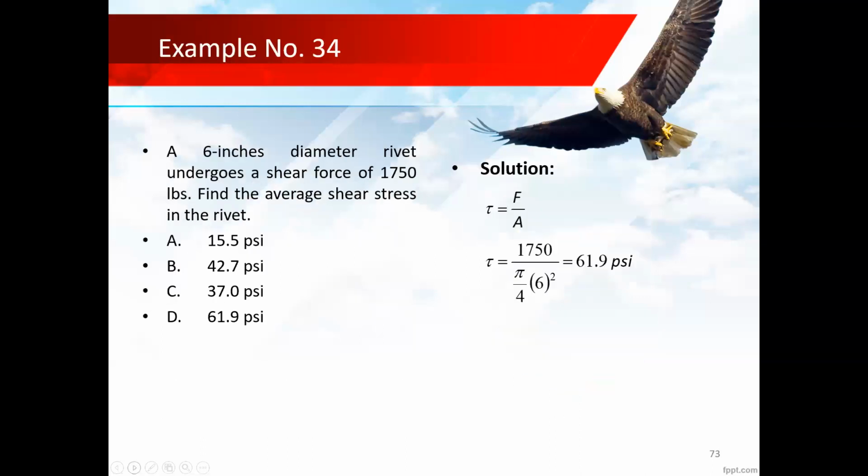So example number 34. A 6 inch diameter rivet undergoes a shear force of 1,750 pounds. Find the average shear stress in the rivet. So that's just F over A. So 1,750 divided by pi over 4 times 6 squared is 61.9 psi.